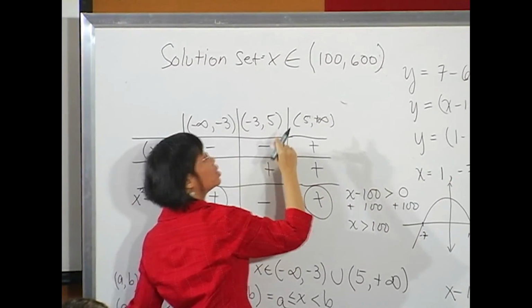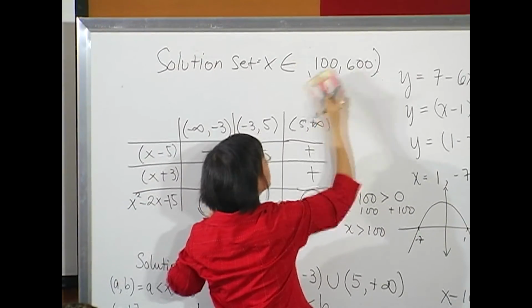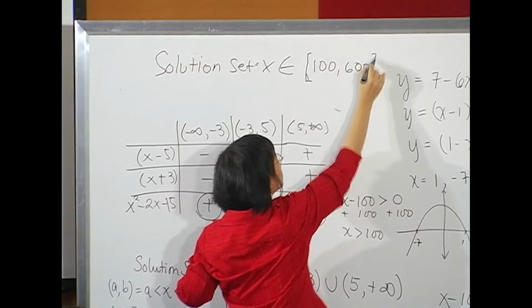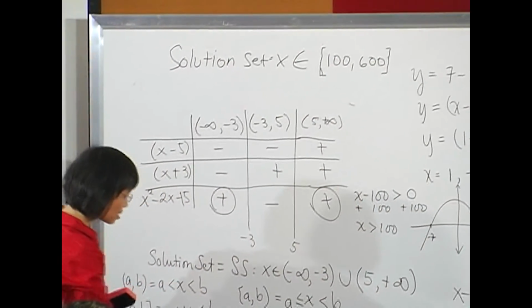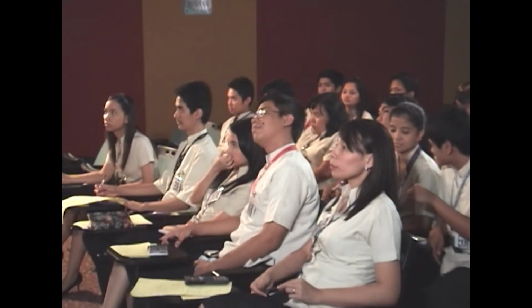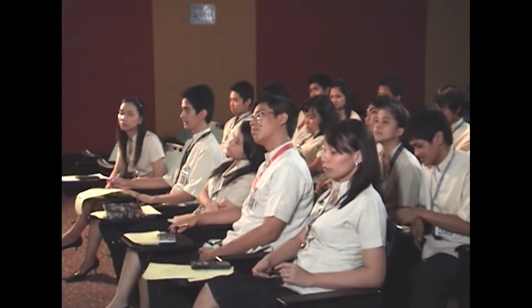Yes, so what does that mean? We must use a bracket, because it's less than or equal. So we must use a bracket to include 100 and 600. Questions? We said we want the inequality to be also equal to 0. So how do we interpret that in terms of the problem?